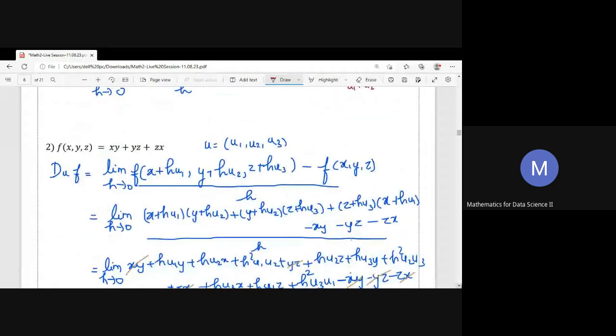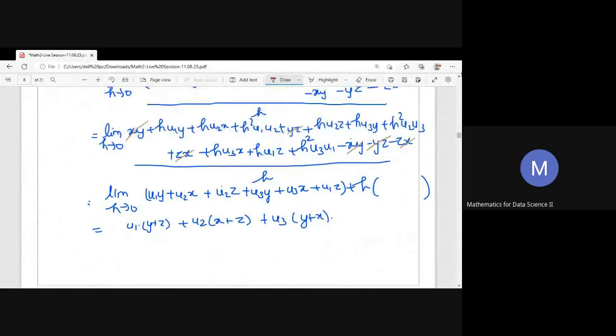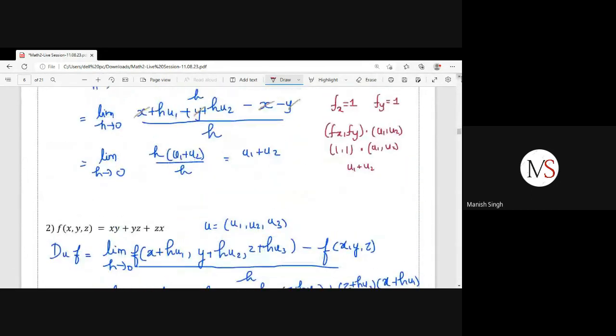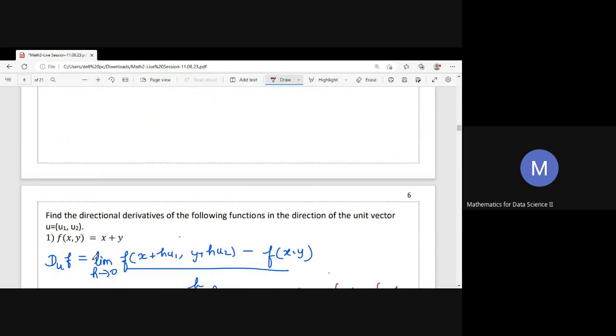Let us look at the other example as well. This holds provided u1, u2 were unit vectors. We were not supposed to take a norm and divide by it; I have already assumed that the vector u is a unit vector.